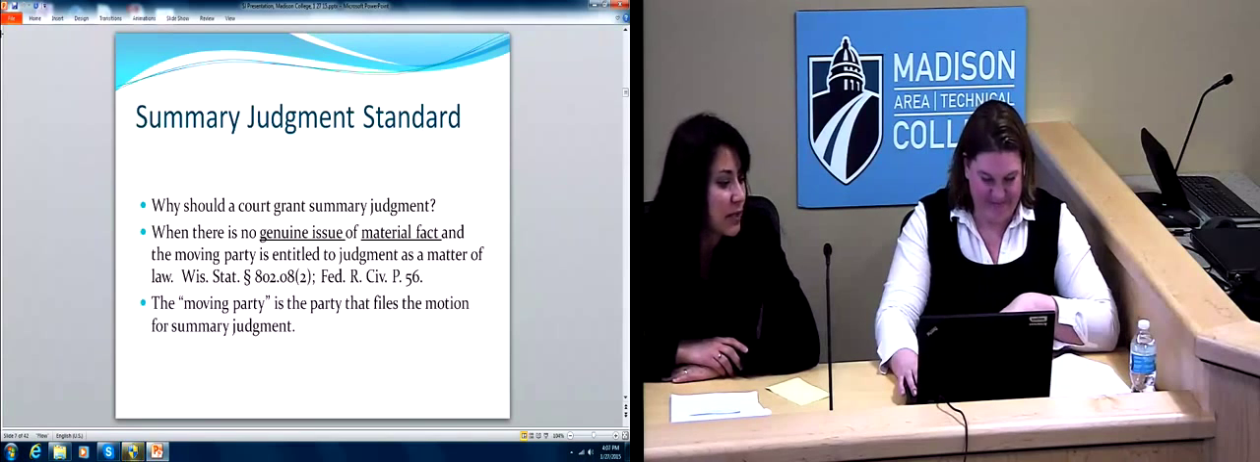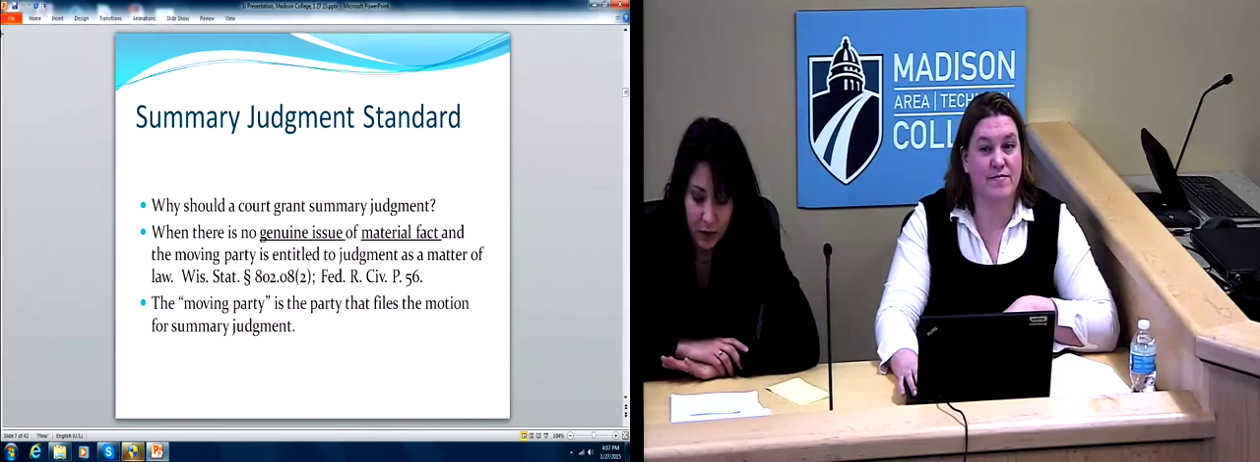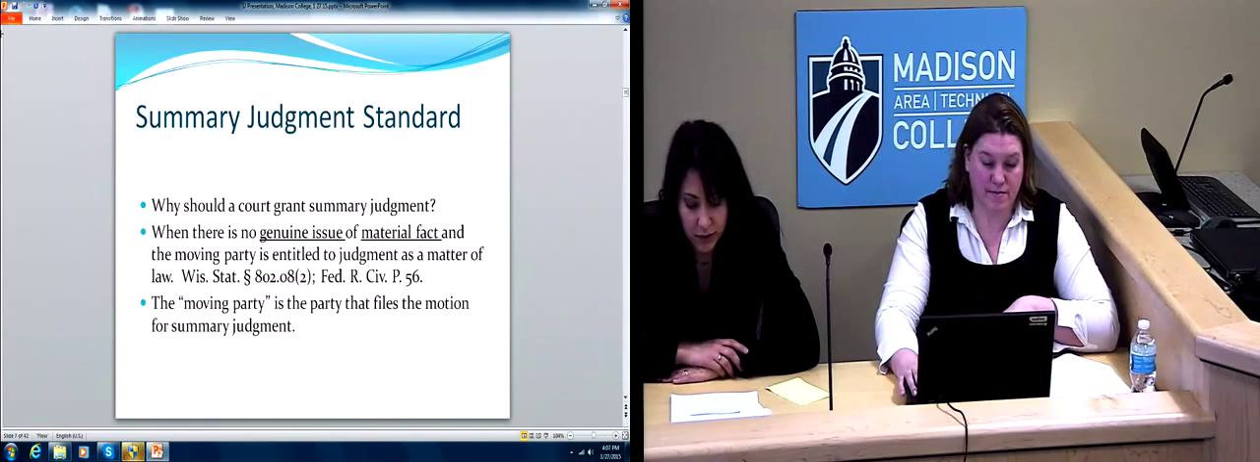The summary judgment standard. Why should a court grant summary judgment? The buzzwords are when there is no genuine issue of material fact and the moving party is entitled to judgment as a matter of law.